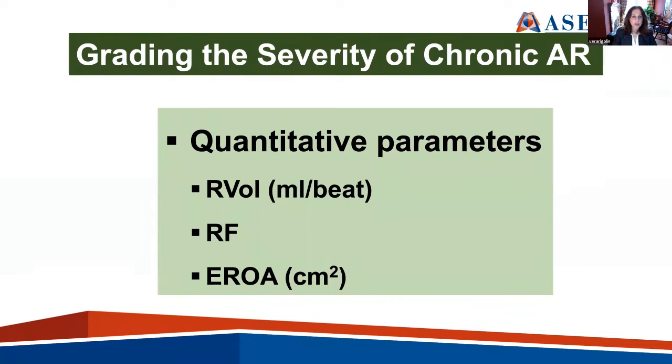All right, let's move on to looking at quantitative parameters of assessing the severity of chronic regurgitation. Those include regurgitant volume, regurgitant fraction, and effective regurgitant orifice area.